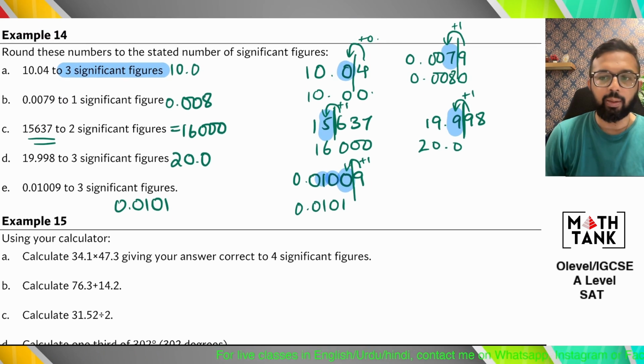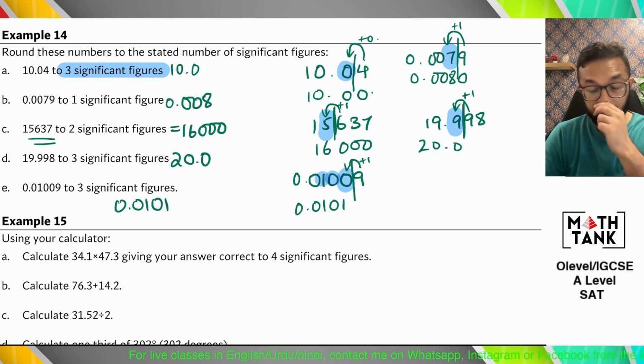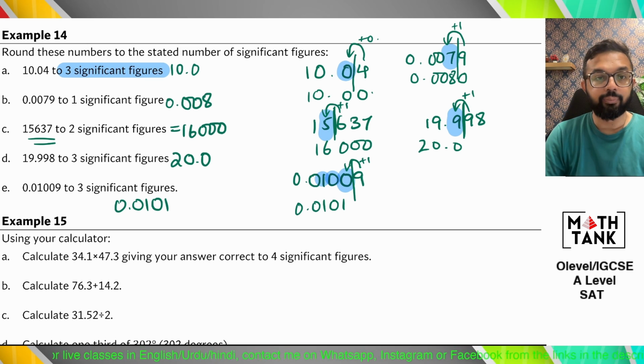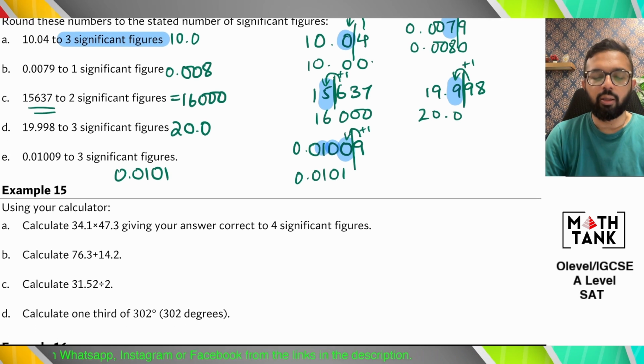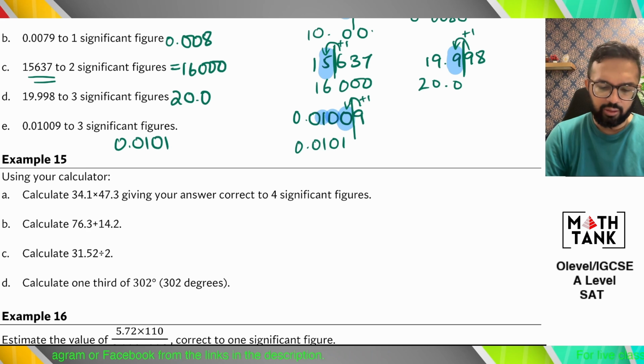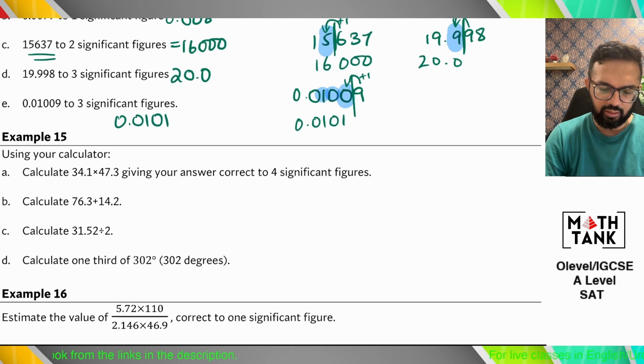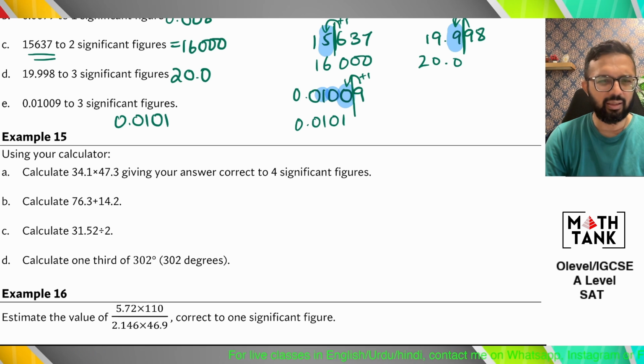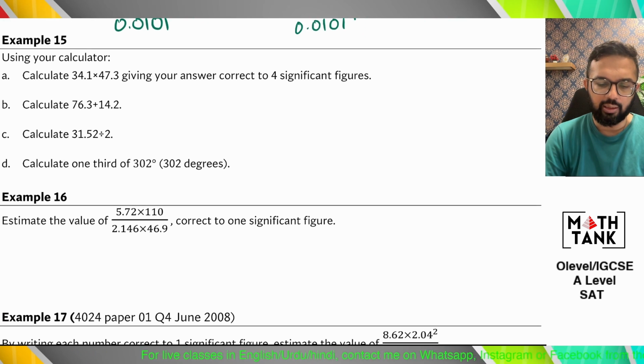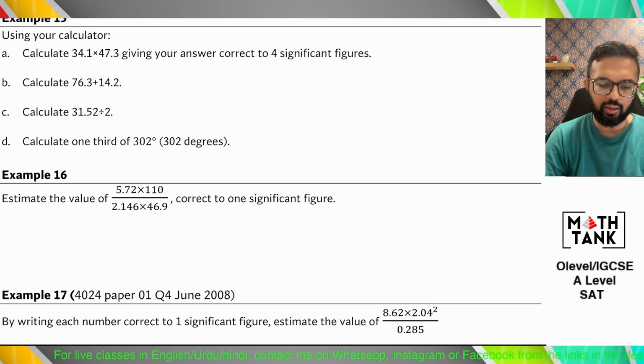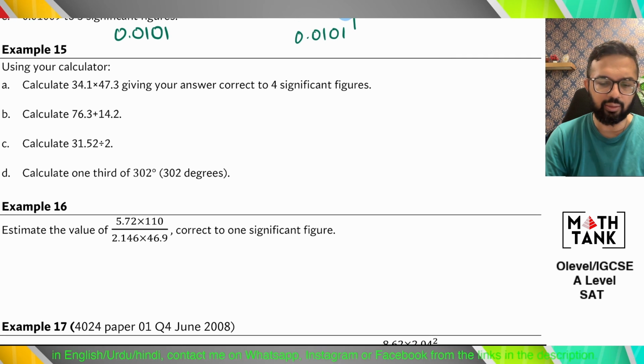Okay, that is about rounding off correct to the nearest significant figure. Not the nearest significant figure, to a required number of significant figures. Then this one says using your calculator, calculate this correct to four significant figures. This is a calculator exercise. I'm not really inclined to do this. Let's do this in another class. It's just dividing and then rounding off your answer correct to four significant figures.